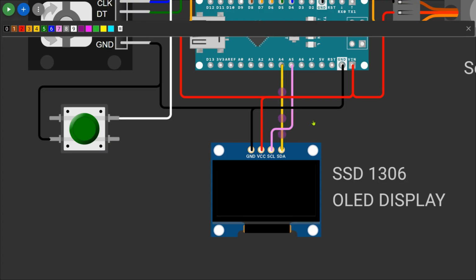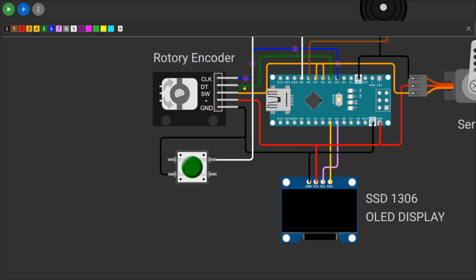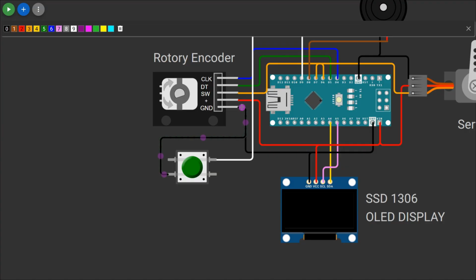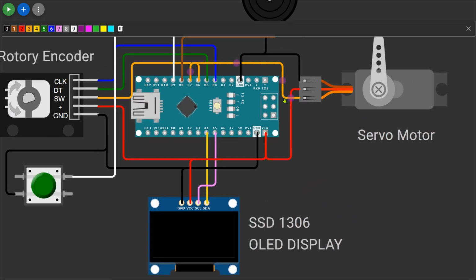Next is the rotary encoder. Connect its CLK pin to digital pin D4 on the Arduino, the DT pin to D5, and the SW, or switch pin, to D6. Also, connect its VCC and ground pins to the 5-volt and ground pins on the Arduino, respectively. Now for the servo motor. Connect its control signal wire to digital pin D7 on the Arduino. Also, connect the servo's VCC and ground to the 5-volt and ground pins.